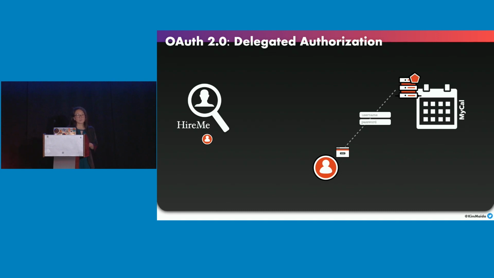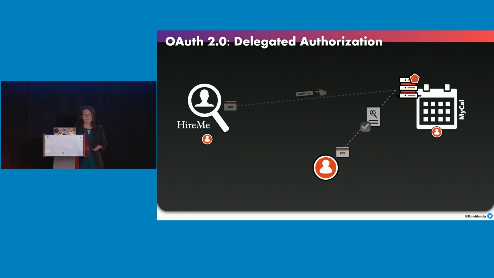MyCal authorization server is going to prompt the user to log in with MyCal if they're not already logged in. The user is going to authenticate with MyCal. And then MyCal's authorization server is going to prompt the user in the browser for your consent to allow HireMe to access the MyCal APIs to specifically add an event to your calendar on your behalf, but not do more than that.